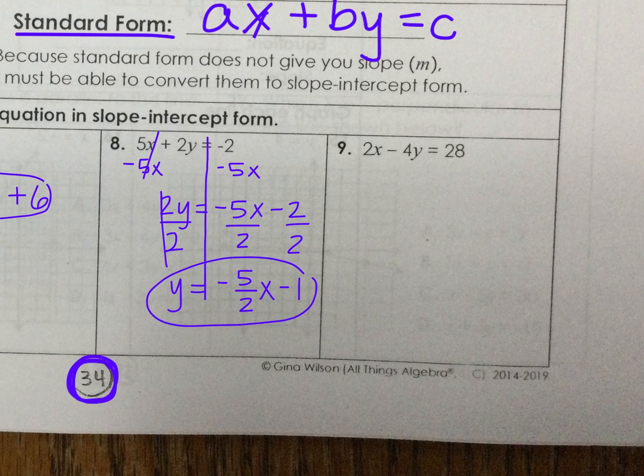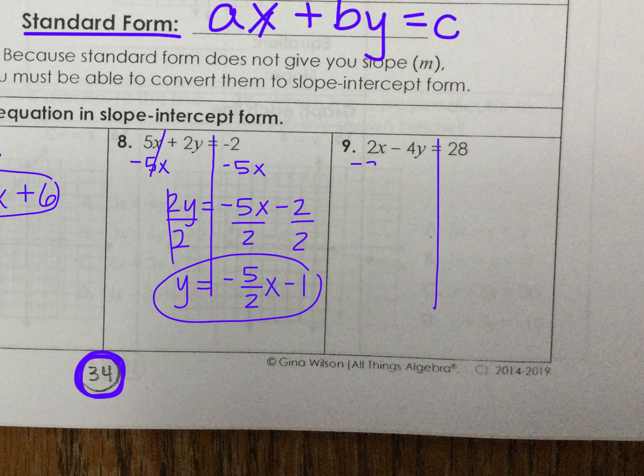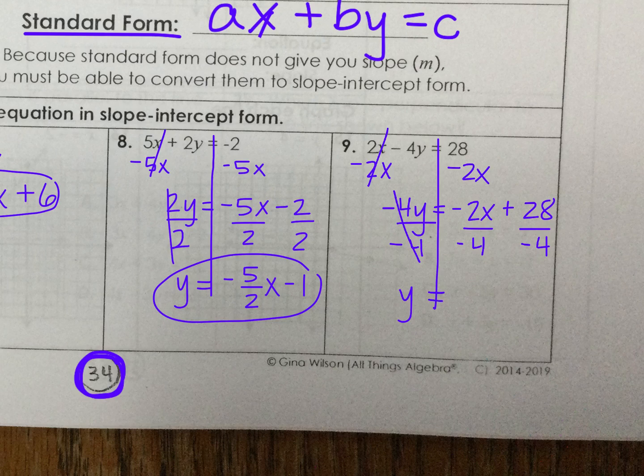Let's look at the last one, number 9. Same as every time, I'm going to move the 2x, I'm moving him by subtraction since he's positive. All right, do not lose that negative. You have negative 4y equals negative 2x plus 28. All right, we've got to divide by negative 4. That goes away. The y is by himself. Woohoo! Negative 2 over negative 4.